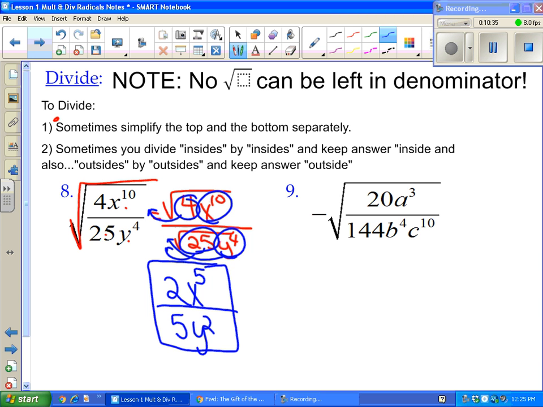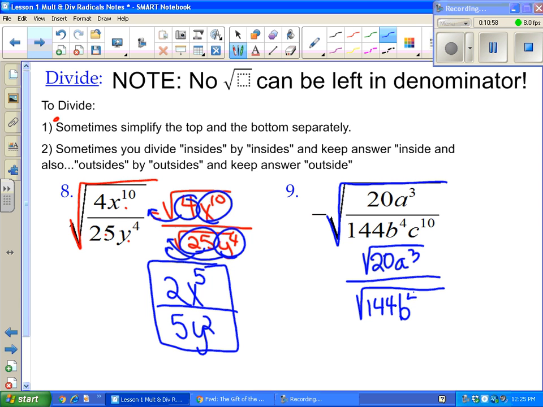Let's divide. Doesn't look like I'm going to be able to do anything with my divide. 20 and 144 will not divide easily. I have A's on top, B's and C's on the bottom. Can't do anything with those. I'm actually going to let this square root that goes all the way from the bottom to the top, I'm going to let it go at the top, and I'm going to let it go with the bottom, because the square root actually goes with both the top and the bottom. There is a negative, and just for purposes of not forgetting the negative, I'm going to assign it to be in front of my top number.